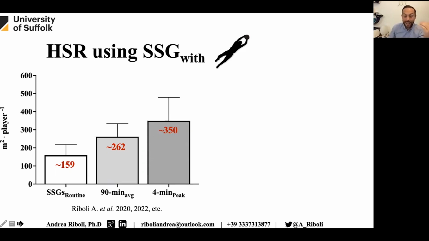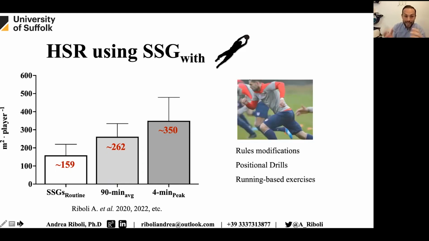an area per player significantly higher, near to the area per player usually required during official match demands. Therefore, if we cannot manage the area per player due to technical or tactical purposes, we need to consider that different rule modifications, positional drills, or running-based exercises should be utilized as supplemental activities to increase the external load and to increase the demand to condition our players for match demands.